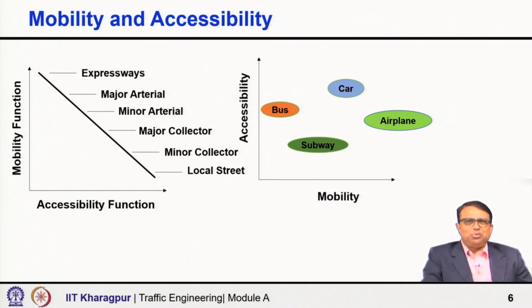Bus, yes, some level of accessibility. If there is a good bus network spread along the length and breadth of the city, then you can clearly see that the bus will have high accessibility, because from anywhere, probably within a reasonable walking distance, you can get the bus. And mobility will be slightly lower, because the bus will stop at every stop for boarding and alighting of passengers.